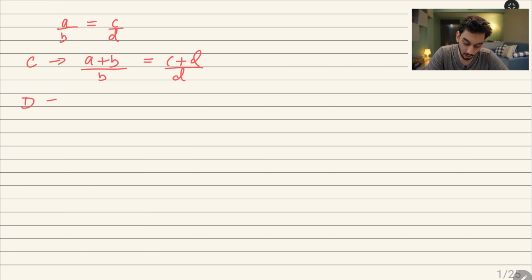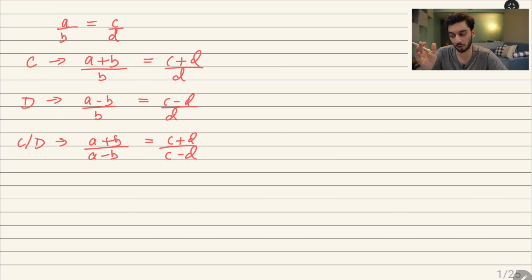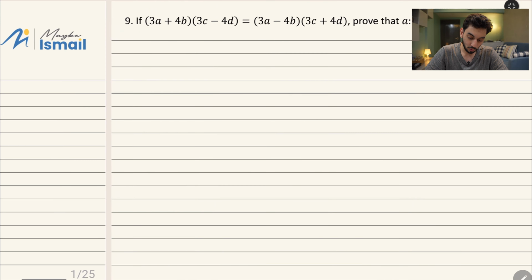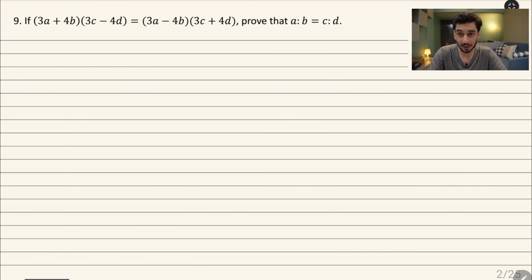Now dividendo is basically numerator minus the denominator upon denominator. So A minus B upon B is equal to C minus D upon D. And lastly we have componendo dividendo, which is the division of these two. So A plus B upon A minus B is equal to C plus D upon C minus D. That is componendo dividendo. Okay, let us move to the first question. Actually it is the 9th question because we have done 8 questions in the first episode.